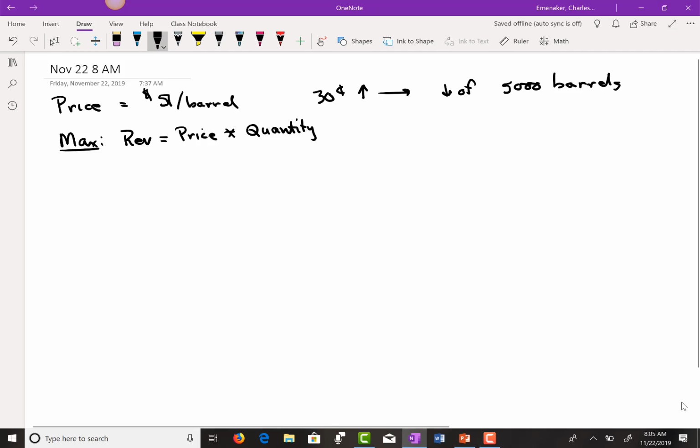What are we trying to figure out here? What's the number that's going to drive everything on this? What decides how many barrels are sold? Maybe something like price? Okay, yeah.